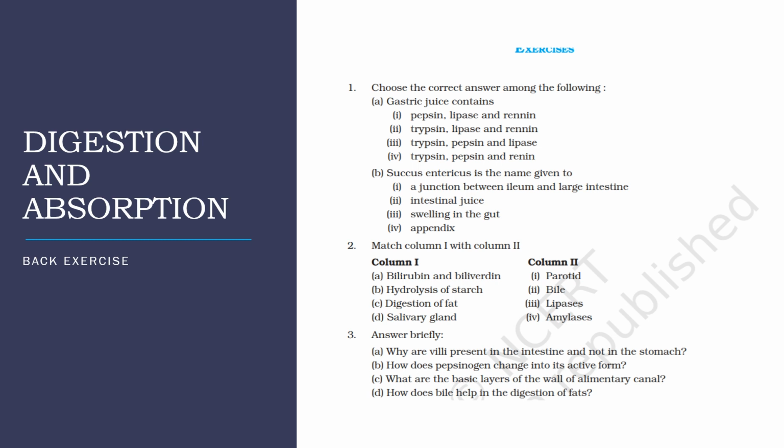Next, B part, succus entericus is the name given to. Now, as we have done the chapter, succus entericus is the enzyme which is secreted in the small intestine. So it is an intestinal juice. So second option is correct.